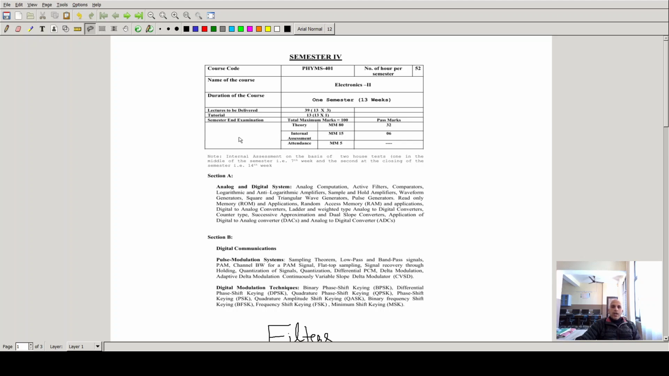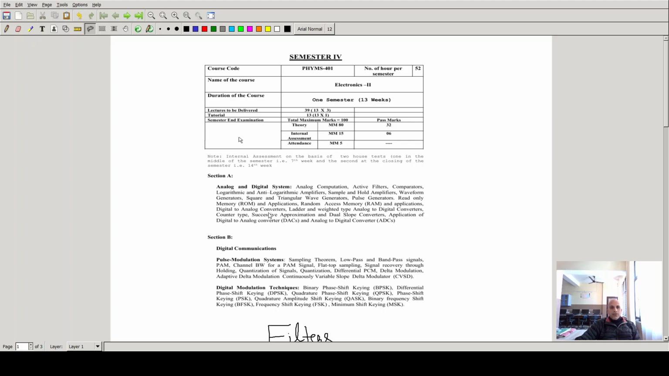Today we are going to start the Electronics 2 course of MSc 4th semester. In this course we have three sections. This is the syllabus of this MSc 4th semester Electronics 2 course. You can see here we have three sections, section A, section B, and section C is not visible here. Section C is basically fabrication of integrated devices.